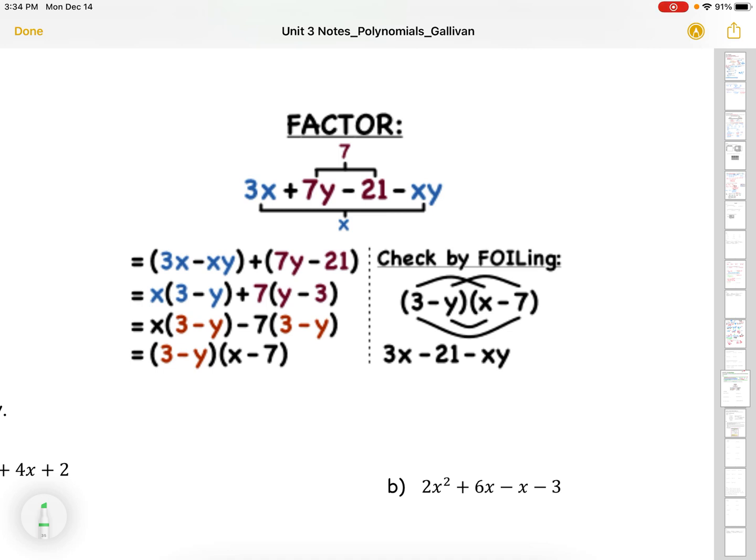We have 3x plus 7y minus 21 plus xy. Now, when we look at this, we might want to rearrange. And we are going to rearrange, because the thing is that 3x and 7y have no common factors, and minus 21 and xy, outside of negative 1, they don't have any common factors. But if I look at my 3x and my xy at the end, they do have a common factor. So I'm just going to rearrange so that I have 3x minus xy first and 7y minus 21 second. Then I'm going to factor out.